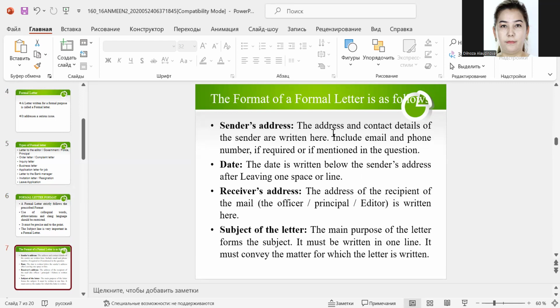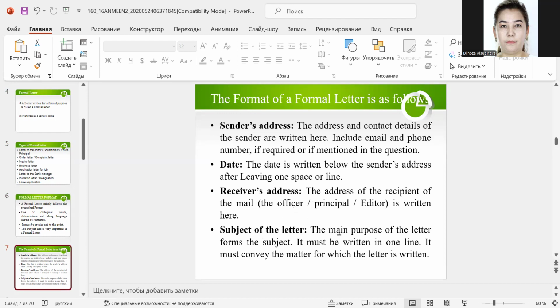The format of a formal letter is as follows. Sender's address. The address and contact details of the sender are written here. Include email and phone number, if required or if mentioned in the question. Date. The date is written below the sender's address after leaving one space or line. Receiver's address. The address of the recipient of the mail. The officer, the principal, the editor is written here.